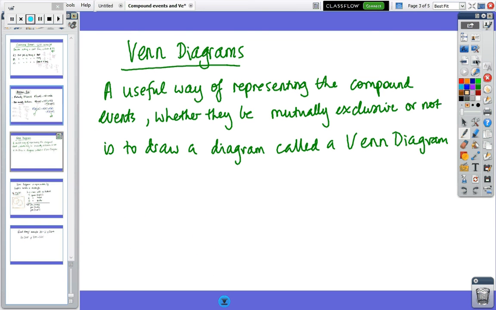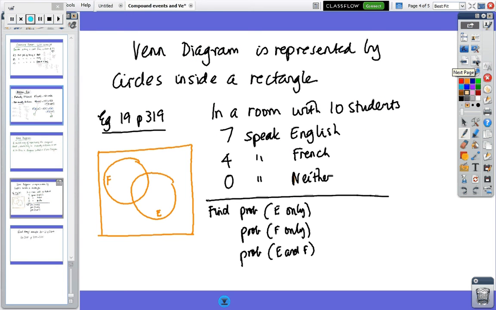Okay, so we're looking now at a way of representing the information with overlaps, or even with no overlaps. So we're looking at Venn diagrams, and you've done these before where you've got circles and boxes. It's a useful way of representing the information, whether they be mutually exclusive or not. So we have circles inside a rectangle. There's an example on page 319, example 19. In a room of 10 students, 7 speak English, 4 speak French, and none of them speak neither. So we can put that information in a Venn diagram, and then we can answer these questions.